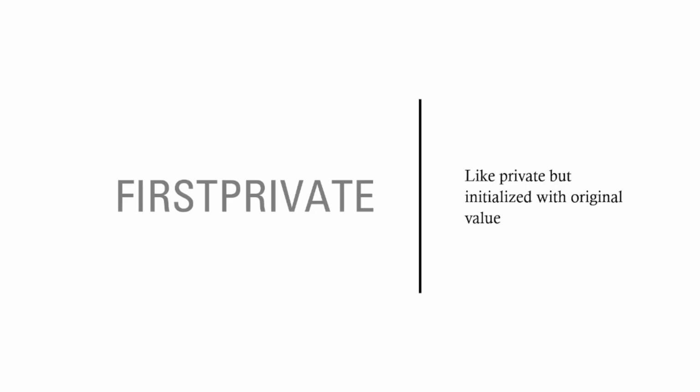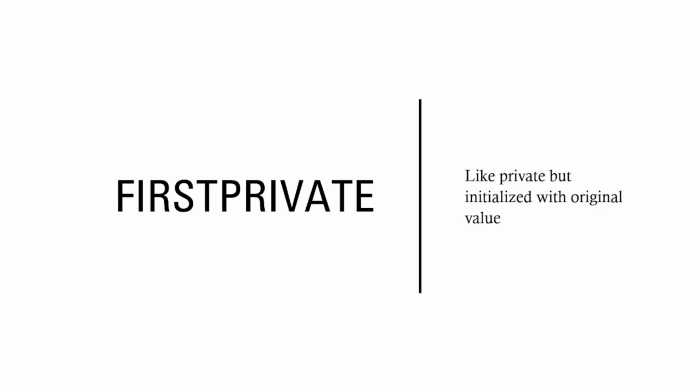So the next one is firstprivate, in OpenMP. The firstprivate clause creates a separate copy of a variable for each thread, just like private. However, the key difference is that each thread's copy is initialized with the original value of that variable before the parallel region begins. The key characteristics of firstprivate include: each thread gets its own independent copy, the copy is initialized with the original value, and changes made by one thread do not affect others.